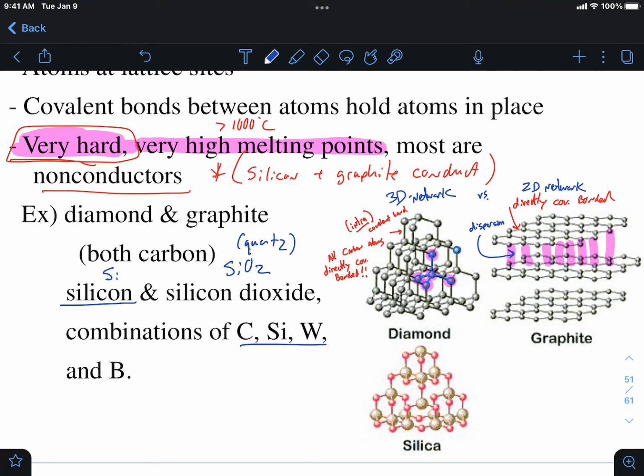Combinations of silicon, carbon, tungsten, and boron. So any two combined between these elements. So carbon boride, silicon carbide, tungsten carbide, etc. Any combination of those, they will network covalent bond. This is tungsten carbide. This is one, it's network covalent, and it's extremely hard.